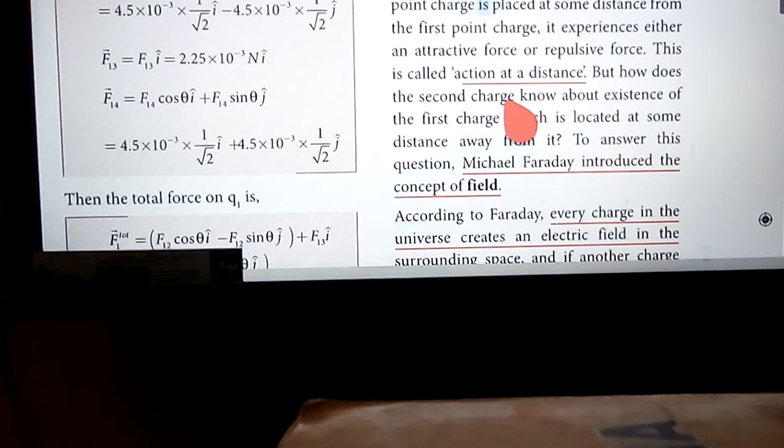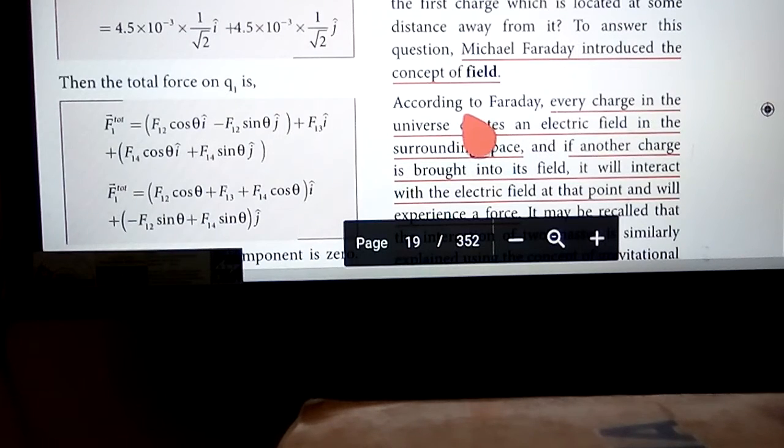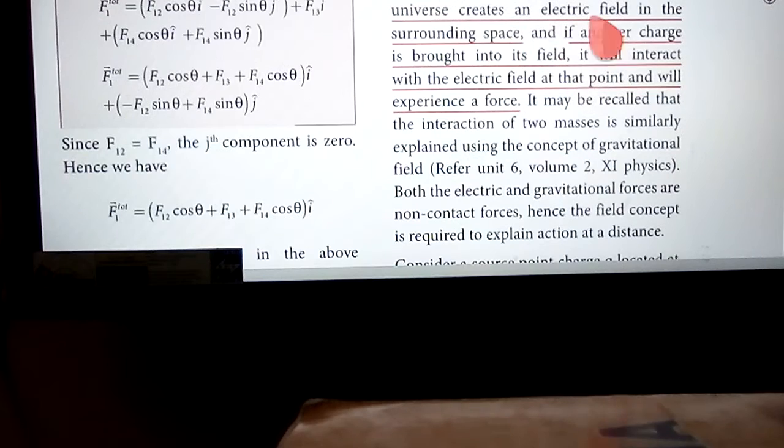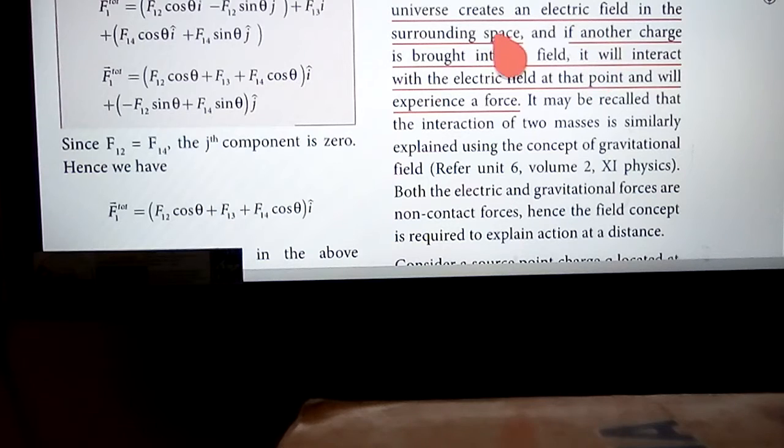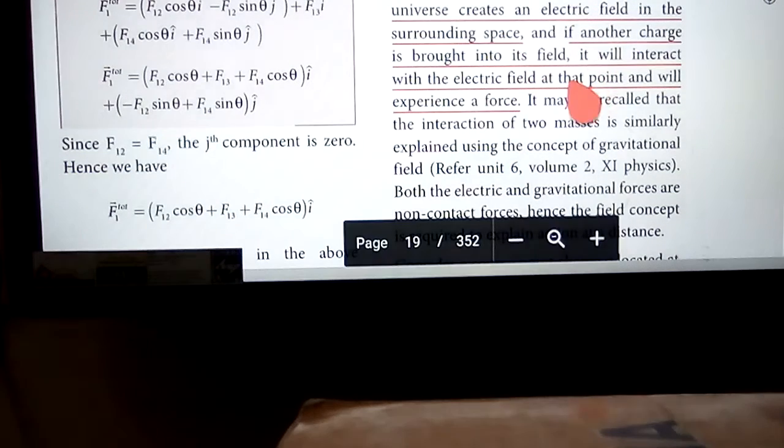But how can you know that the second charge is experiencing a force when you are bringing it near the first charge? For this, Michael Faraday introduced the concept of field, that is called as electric field. So according to Faraday, every charge in the universe creates an electric field in the surrounding space, and if another charge is brought into its field, it will interact with the electric field at that point and will experience a force.